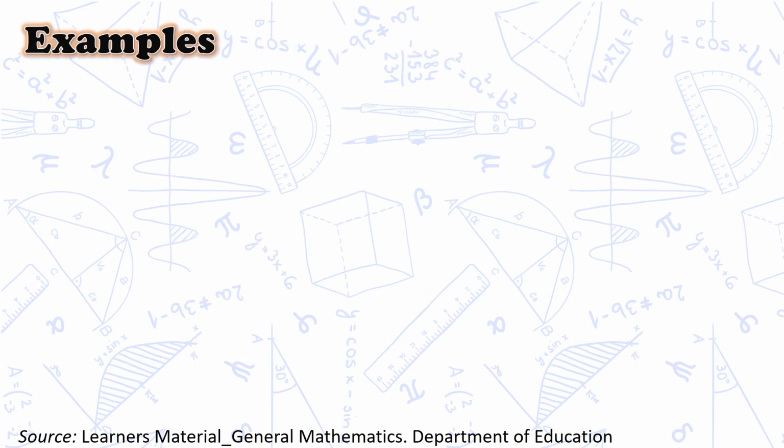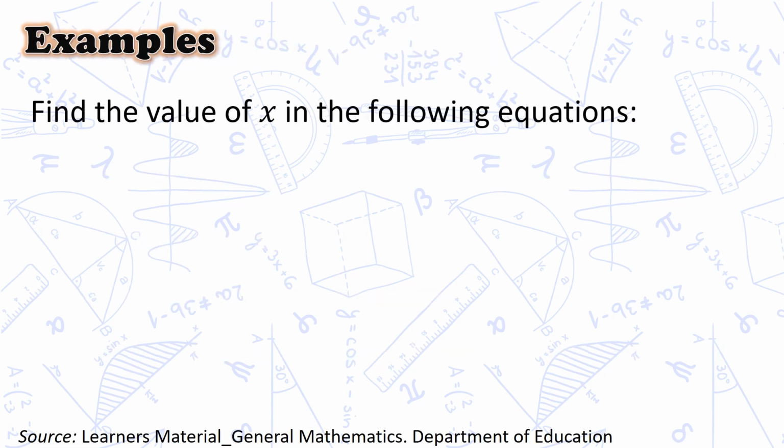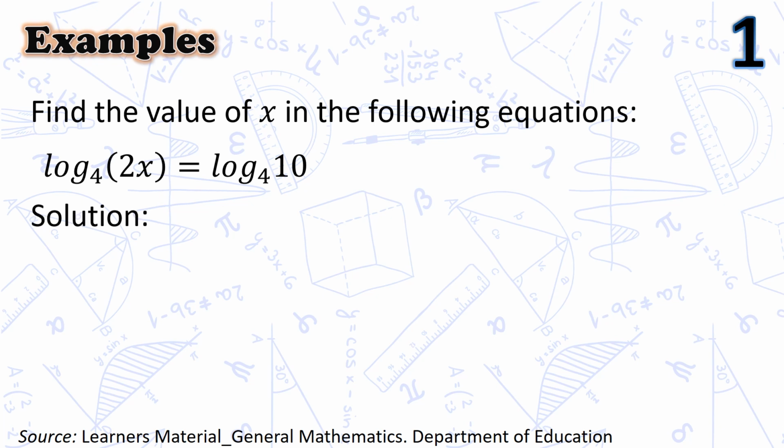Let us have some examples. Find the value of x in the following equations. Number 1: the logarithm of 2x to the base 4 is equal to the logarithm of 10 to the base 4. So we have two logarithmic expressions on the right hand side and the left hand side of the equality with the same base, that is 4. We can rewrite this as 2x is equal to 10 using the one-to-one property of logarithms. So from here, divide both sides by 2, we have x equals 5.